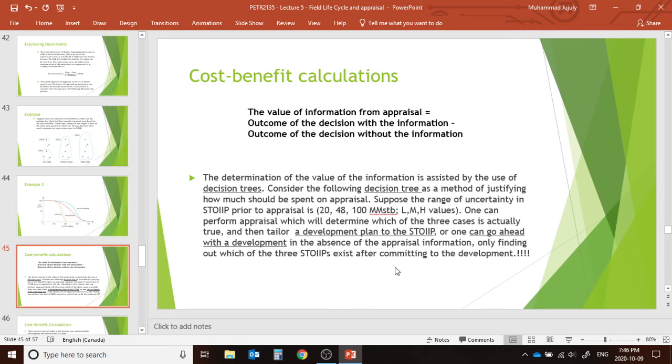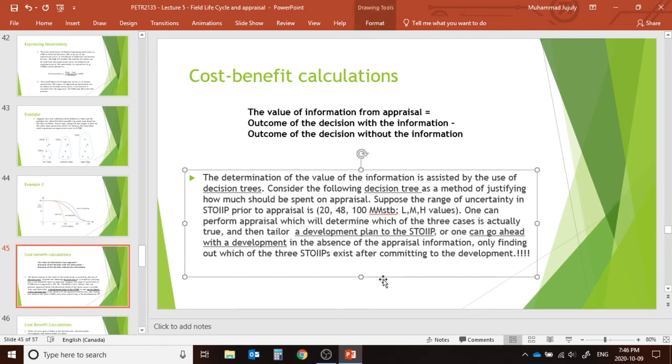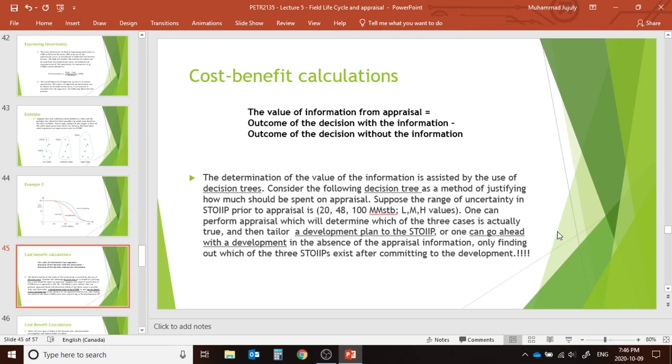So one can perform the appraisal, which determines which of these three cases is actually true, and then tailor a development plan. So what is that? For 20 billion barrels, we will not invest more money for the operation or development purpose. Now how much money can we put at maximum for the development purpose? Should be less than 20, of course, right? Or the cheaper the better.